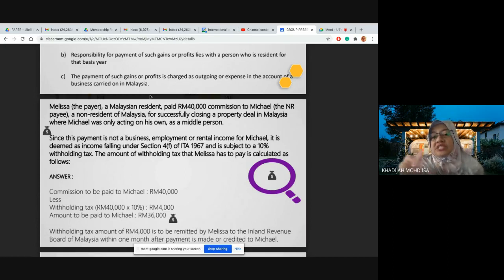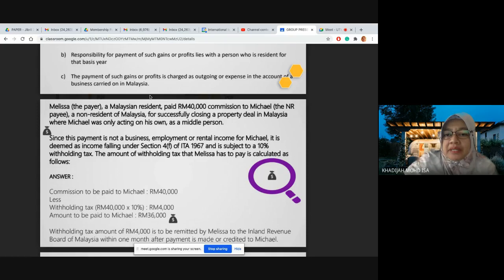Sometimes you are given a scenario, and you have to decide whether withholding tax is applicable or not. So first you have to see whether the payment is a royalty. Is it royalty? Commission falls under section 4F, not royalty. Here it is commission, so pay commission and then the amount 40,000.